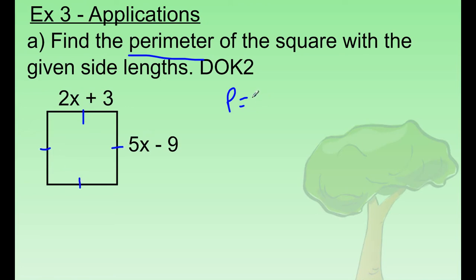So you could say like 2 lengths plus 2 widths, which is actually the formula for the perimeter of a rectangle. For a square, since all the side lengths are the same, you could say the perimeter is 4 times whatever the side length is.